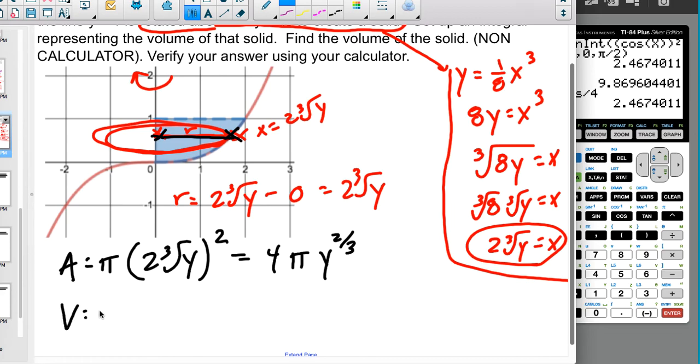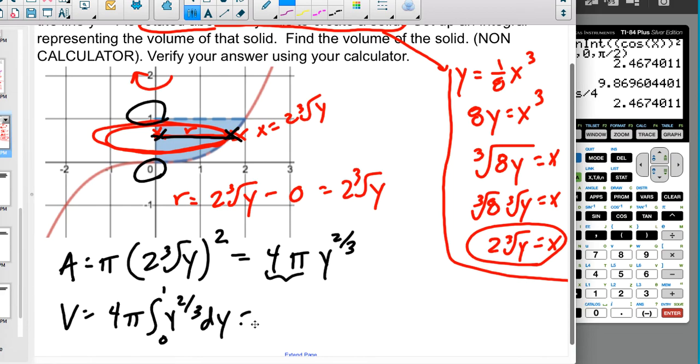So my volume should be the integral from the bottom y to the top y. I'll probably put the 4 pi in front, in all honesty, because I have this coefficient. Makes the most sense to put this in the front. So 4 pi, the integral from 0 to 1 of y to the 2/3 dy, right? This is going to end up being y to the 5/3. So I'm going to need to times by 3/5 to get rid of that 5/3, right? So I divide by 5/3, which is the same as timesing by 3/5.